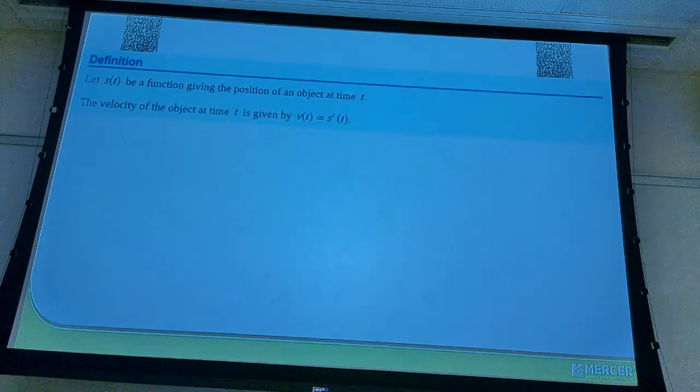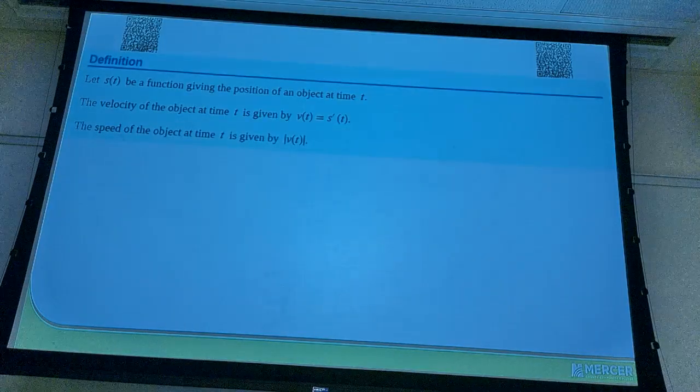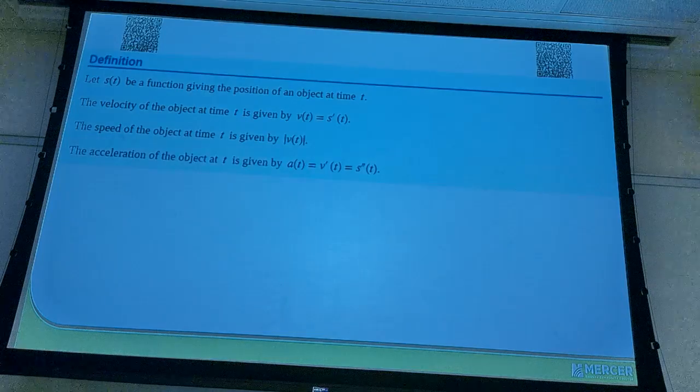Velocity is the derivative of position. Speed is the absolute value of velocity. Acceleration is change in velocity. So change in position is velocity. Velocity is acceleration.